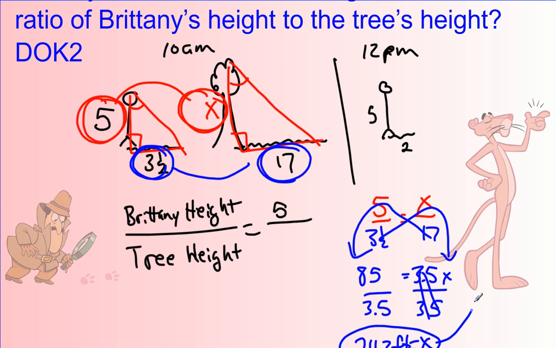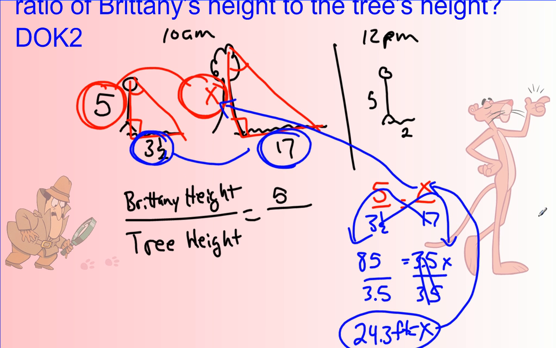So we found what x is. X is the height of the tree. That tree height is what we needed in order to write the ratio. That was our whole goal. We wanted to write the ratio of Brittany's height to the tree's height. In order to write the ratio, we needed to know how tall the tree was. So that's why we did all this other stuff. So the ratio is 5 to 24.3.